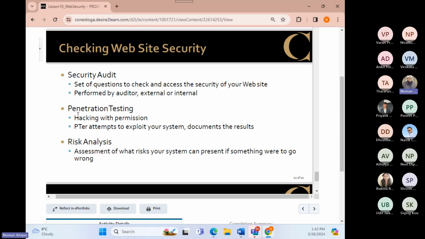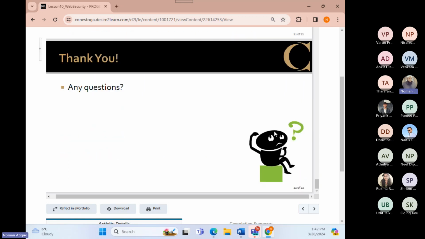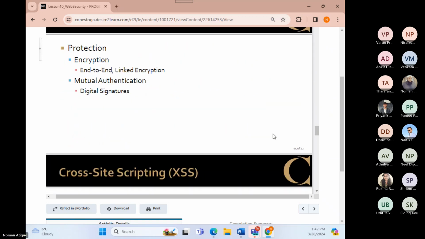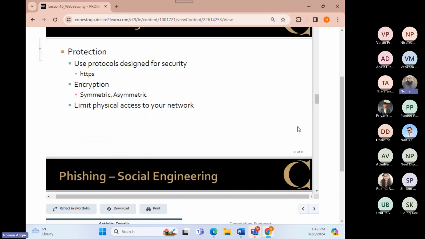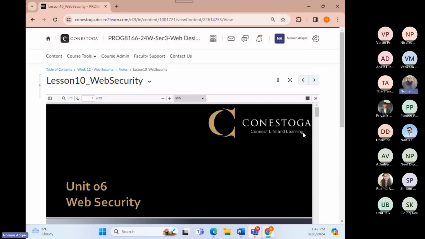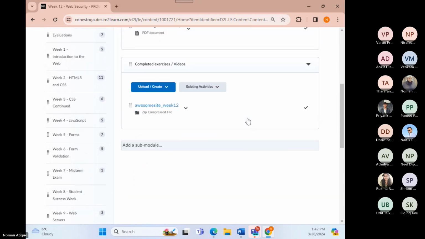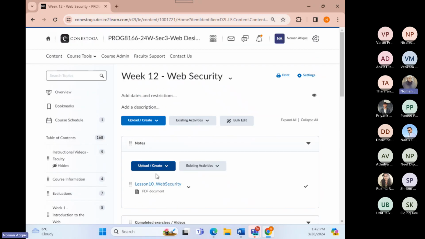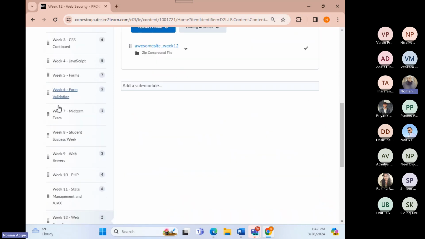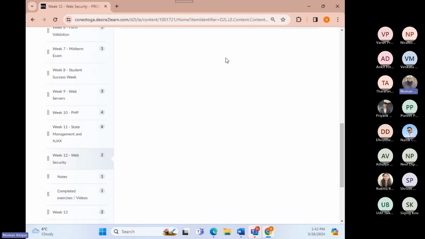Then we have risk analysis, an assessment of what risk your system can prevent if something were to go wrong. So again, you have to analyze what can go wrong if someone illegitimately enters into our system. These are a few of the security concerns that we have. There is no hands-on for that one, but as I said, it's a real field in its own right. We will have this one for this week. It's a very small topic for this week.